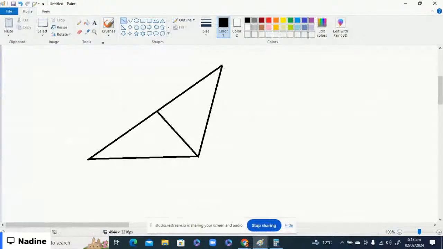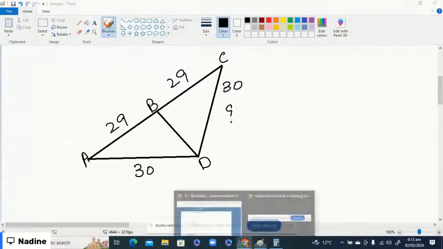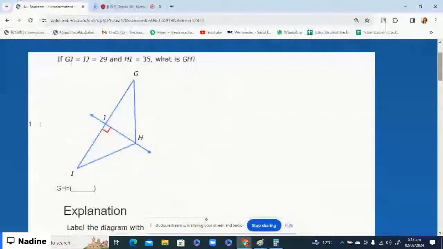Okay, this is your shape. They are saying that different points we're going to take A, B, then C, and then D. If this side length is 29, this side length is also 29. They are mentioned in the question. And this side length is given, they are saying that if it's 30, what is the size of this length? It means that this is also 30. Okay, so we can say that this is also 30.